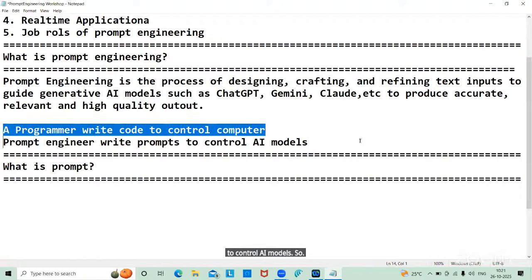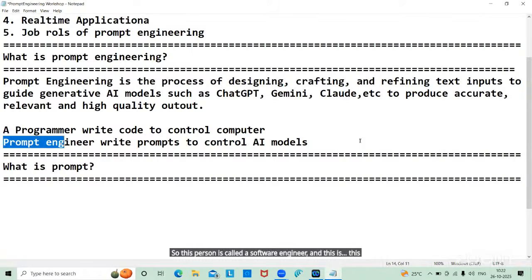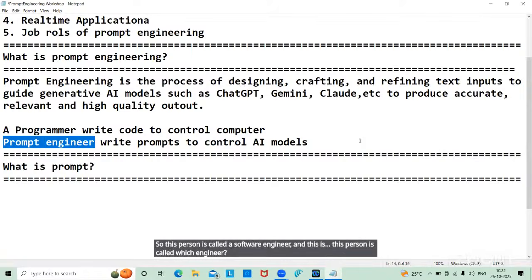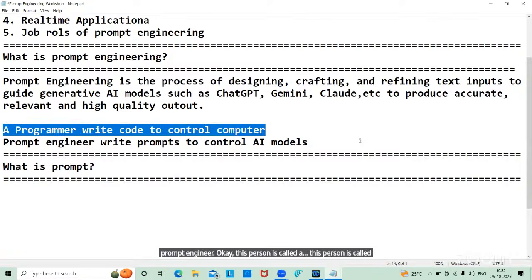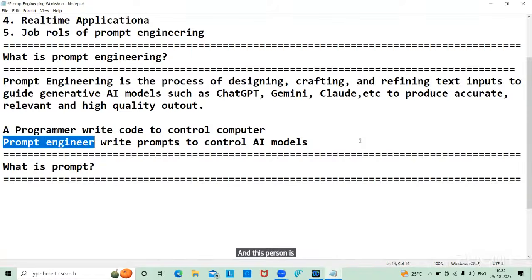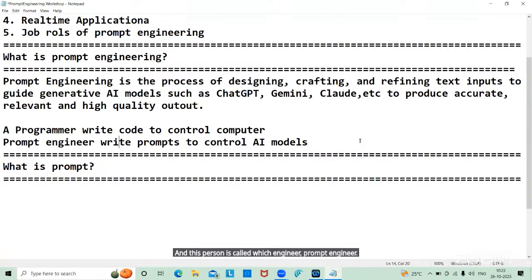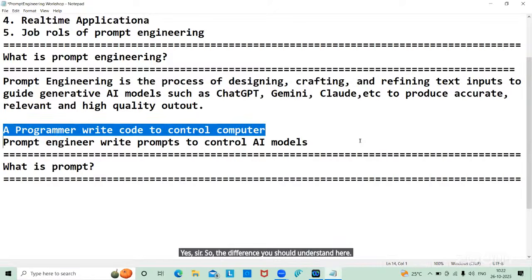So see the difference here. This person is called a software engineer, and this person is called which engineer? Prompt engineer. What a prompt engineer is doing is writing the prompts to control which models? AI models. But a programmer writes code to control which one? Computer. So the difference you have to understand here.